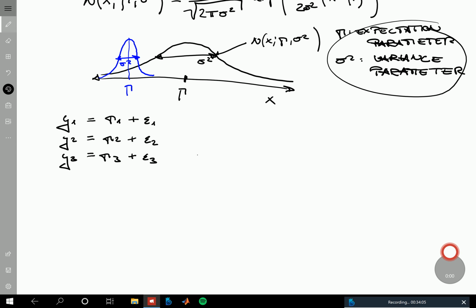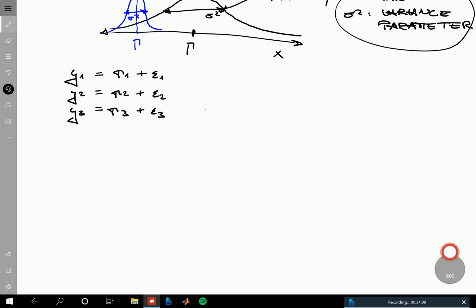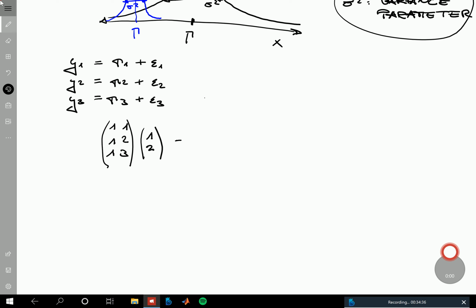Then, let's make this very concrete, if we have for the design matrix the simple linear regression kind of design matrix, and these beta parameters, what do we get for mu1, mu2, and mu3?